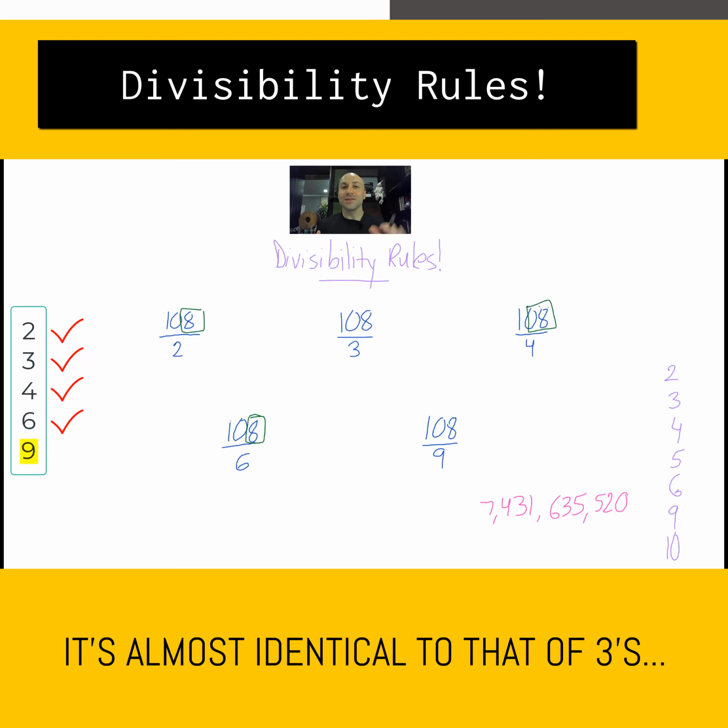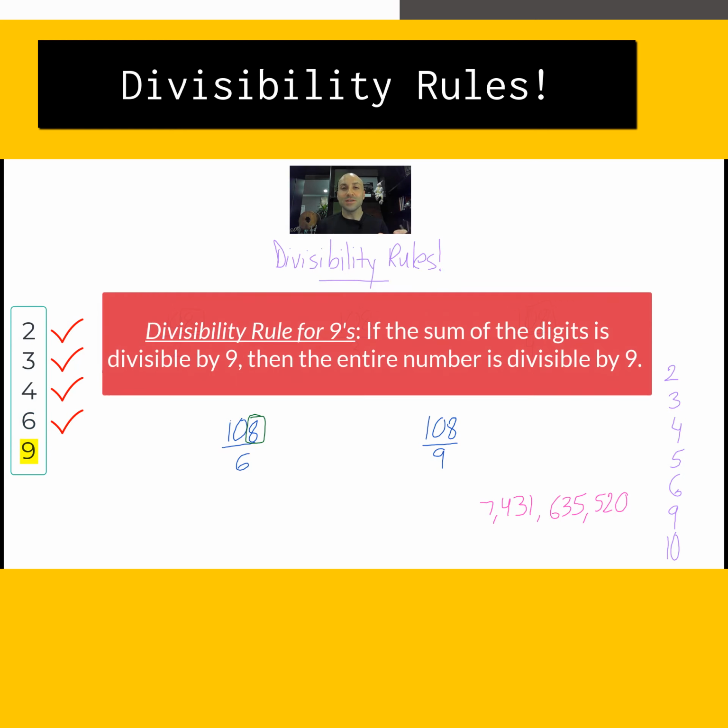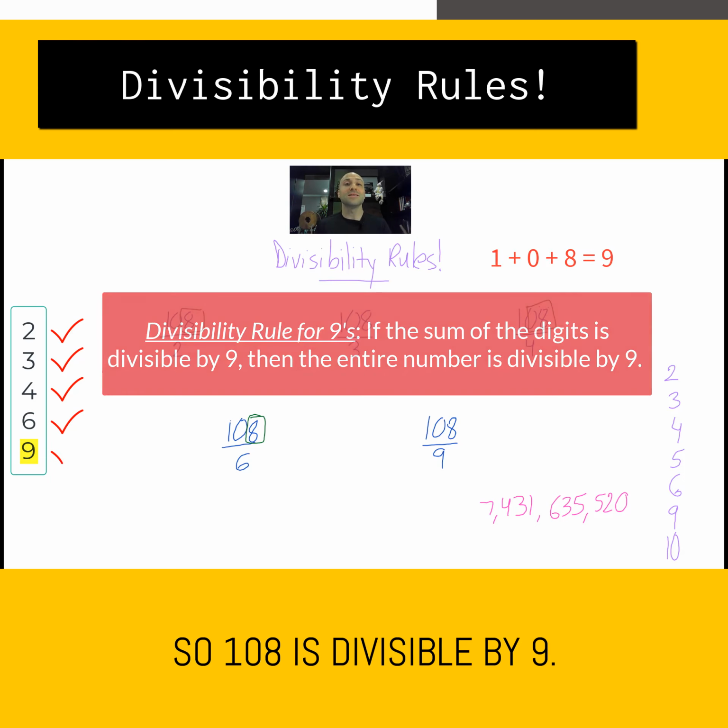It's almost identical to that of 3s. If the sum of the digits is divisible by 9, then the entire number is divisible by 9. As we've established, 1 plus 0 plus 8 is 9. 9 is divisible by 9, so 108 is divisible by 9.